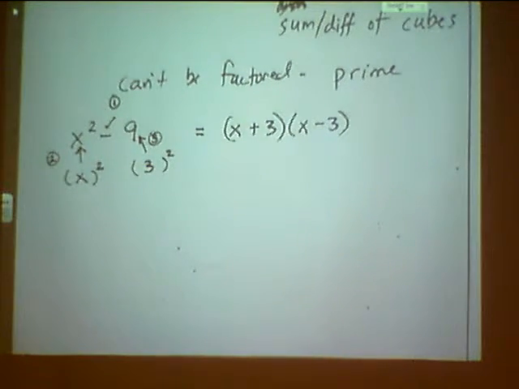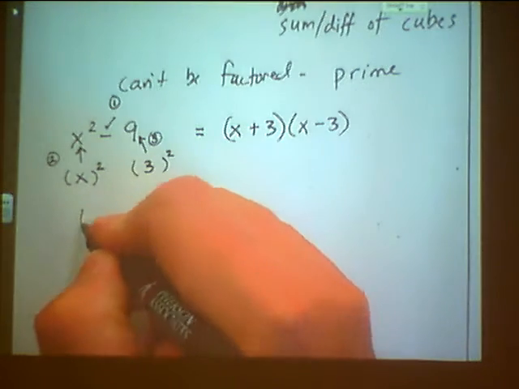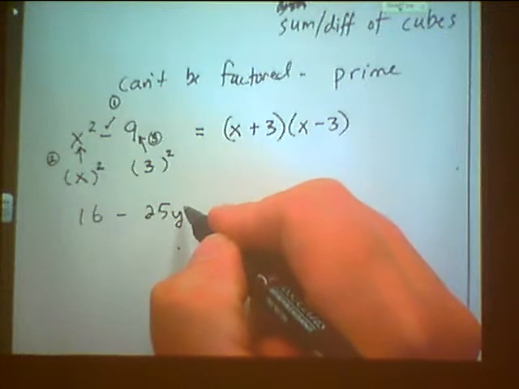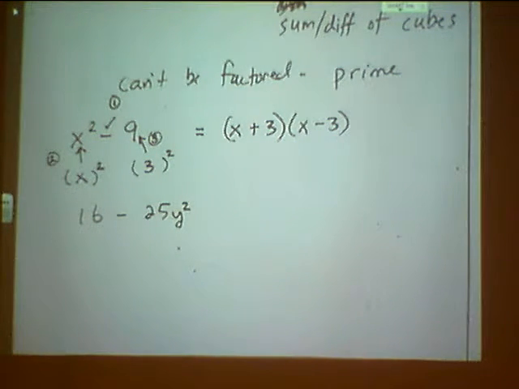Once you get the hang of it, it's not very difficult. How about 16 minus 25y squared? Now you notice whenever I do problems with factoring, I'm always going to remind you to check the GCF. It's important, it's essential, you always check the GCF. So here, 16 minus 25y squared, is there a GCF? Is there a number or a variable in common? Turns out there's not. Okay, so the second question is how many terms are there? There are 2 terms. I'm going to try difference of squares.